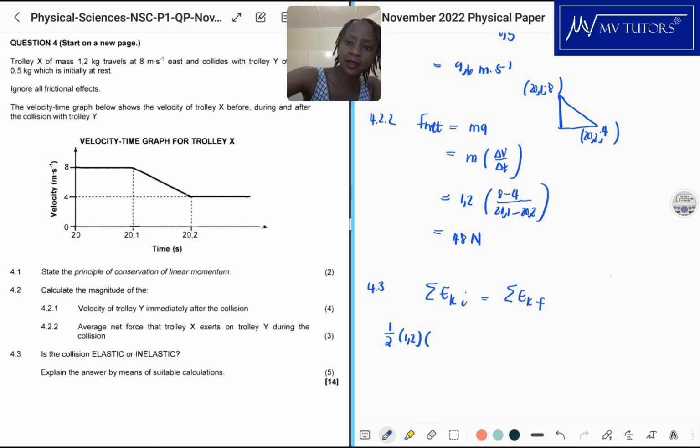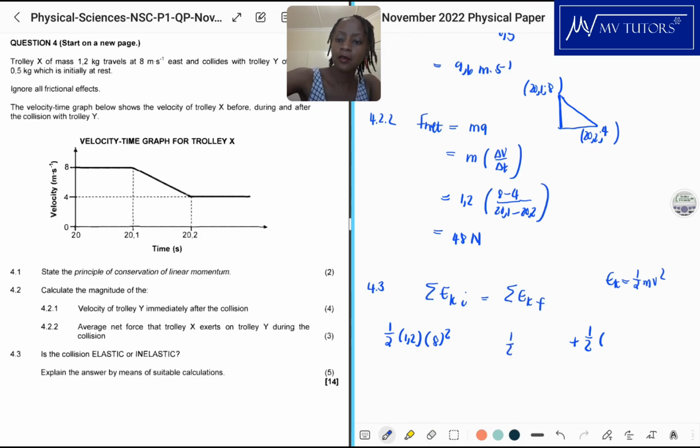I'm just going to put on the side there that kinetic energy is equal to half mass times velocity squared. So mass and then velocity was 8, squared. And then afterwards we have half, actually, let's not put the equal sign as yet because we don't know if we do have an elastic collision. So we have half mass, which is 0,5, and then the velocity afterwards was 4. And then we have half mass, sorry, this is the mass of trolley Y.